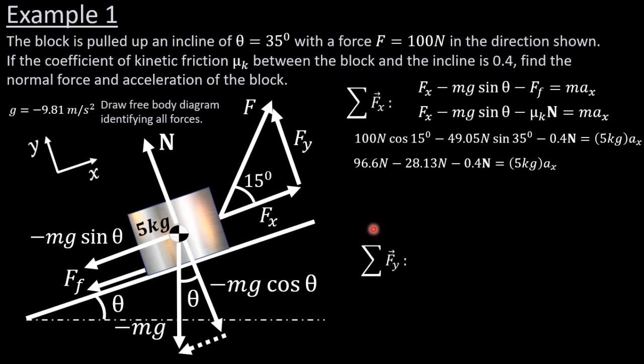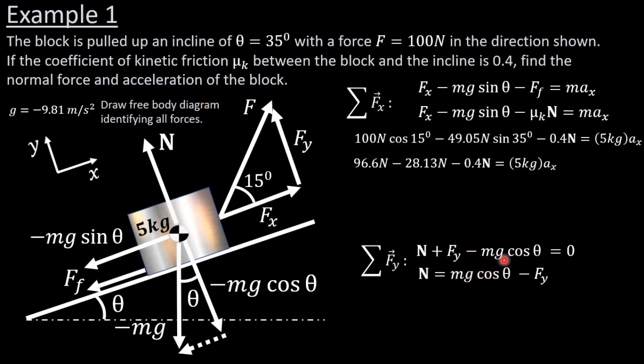Then I find the forces in the y direction, and that is going to be N, which is in the positive y direction, plus F sub y, which is this component of the force in the positive y direction, minus mg cos theta, which is acting in the negative y direction. And that is going to equal 0 because there's no acceleration in the y direction. So we're assuming that this component of force in the y direction for F isn't strong enough to lift it off the incline. Okay, so we're assuming it's being pulled upwards along the incline.